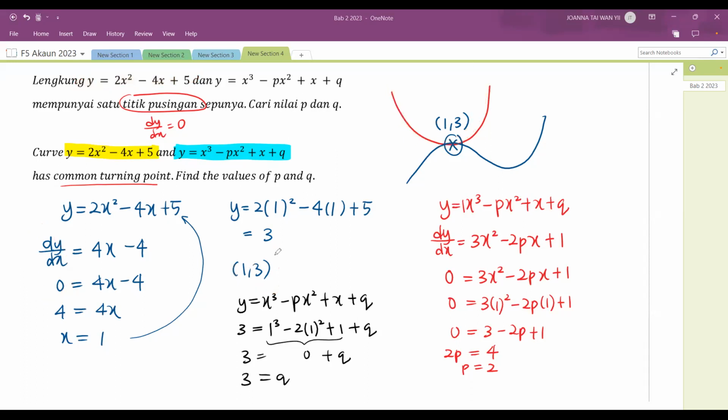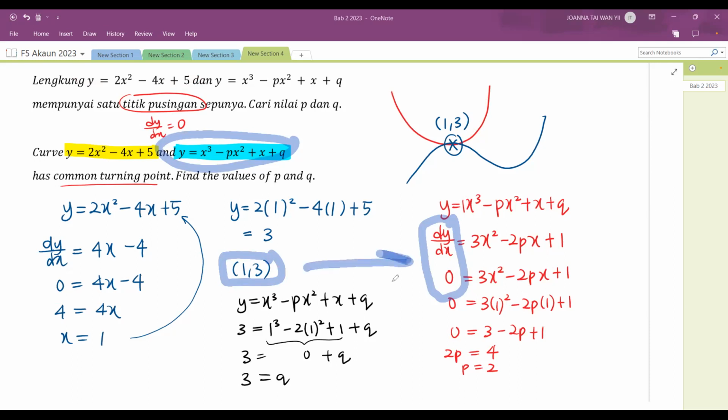Okay, lepas tu, kita guna titik pusing ini, kita buat untuk cubic. We use the turning point for cubic because they say common mah. Sama punya titik pusing. So, same thing lah. Use the blue color one, but dy dx also zero. Kita buat dy dx, kita buat dia kosong. And then masukkan koordinat ini ke dalam persamaan tu untuk cari P. Okay, sub in the x1 to find the P value. This one okay?